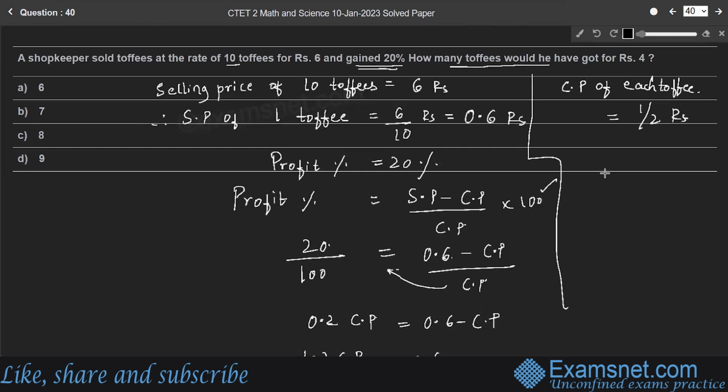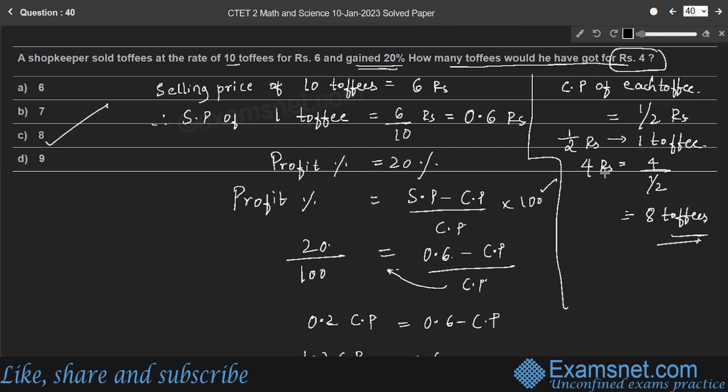Therefore, how many toffees would he have got for 4 rupees? That means for half rupees, if he gets 1 toffee, cost price of 1 toffee, right? Therefore, for 4 rupees, how many toffees he will get, right? So, half into 8 is 4 rupees, right? So, he gets 4 by half, which is equal to 8 toffees, right? So he gets 8 toffees for 4 rupees, right? Therefore, option C is the right answer.